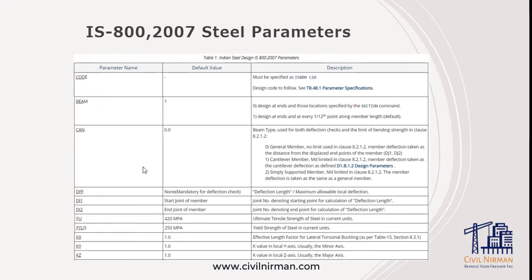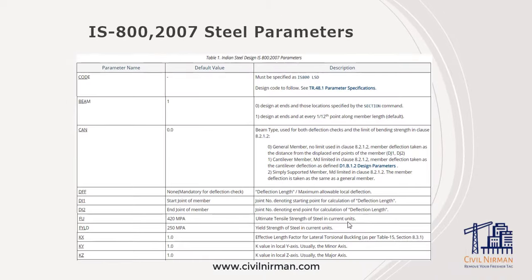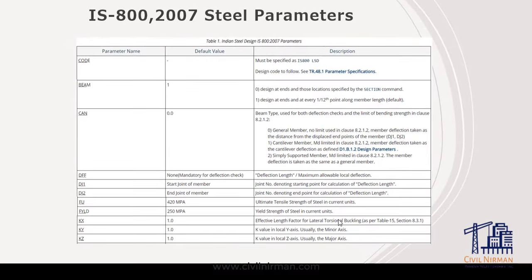Moving on to the next parameter, that's FU and FYLD. That is nothing but ultimate design strength for our steel members, and FYLD is yield strength of steel members in current units. So currently we are moving ahead with metric units, so we'll be having everything in kilonewton per meter square. So now where do we get these values, FU and FYLD?